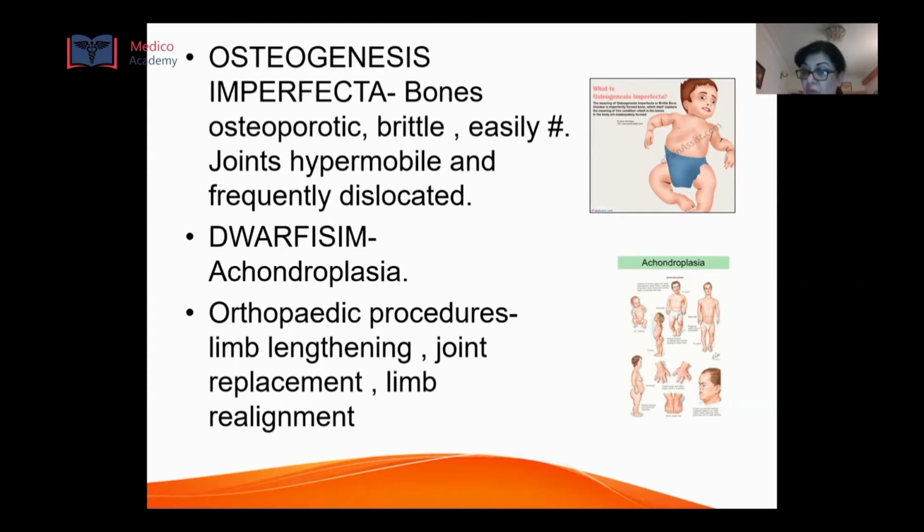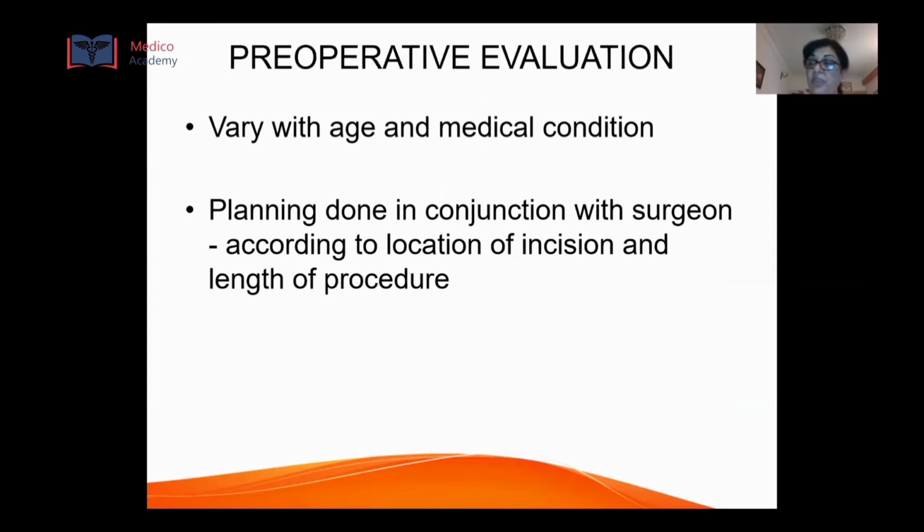Dwarfism. The most common form of dwarfism is achondroplasia. Common orthopedic procedures include limb lengthening technique, joint replacement, and limb realignment.